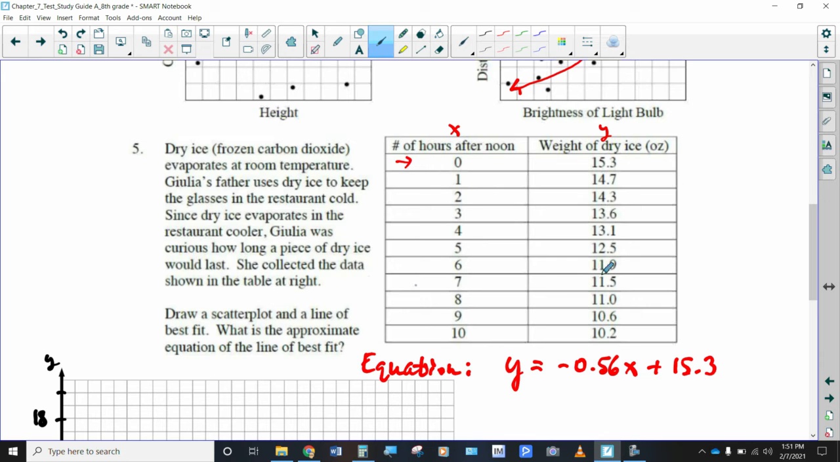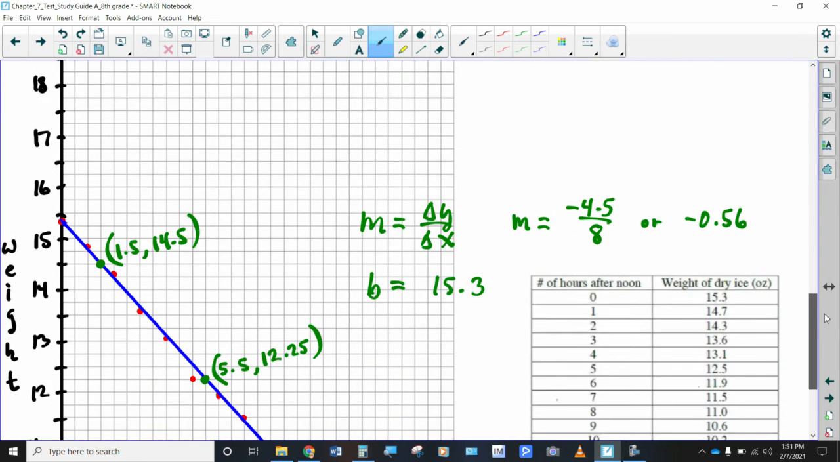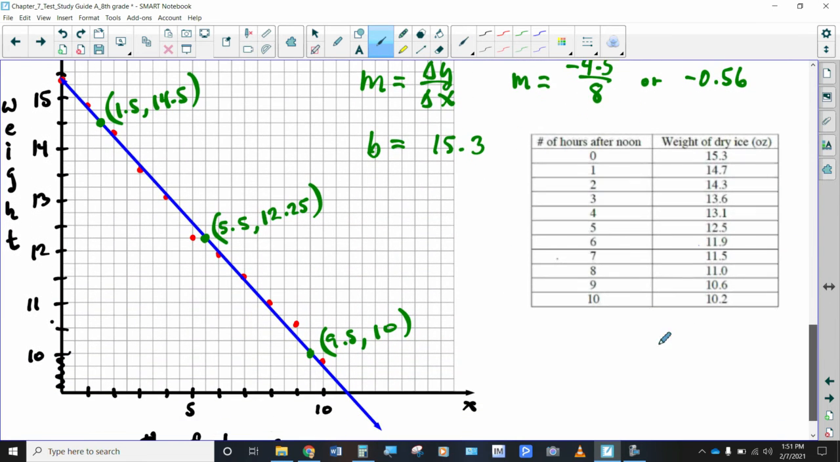And where did it start? It started at 15.3 ounces. So that's going to be the y-intercept of your graph. So look at all these points. Once you've plotted them in there, look at how tight that line of best fit is. This is a very strong association, and it's very negative because as time increases, the weight of the dry ice is decreasing. So as one increases, the other decreases. That's the negative association.